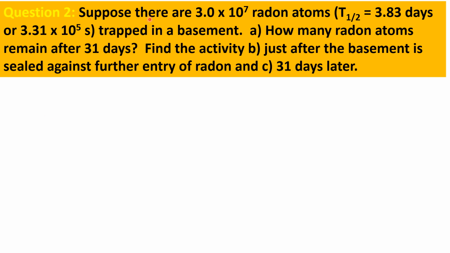Question number 2. Suppose there are 3.0 raised to the 7th power radon atoms whose half-life is equal to 3.83 days, or when changed to seconds, that is 3.31 raised to the 5th power seconds. Alright, so these radon atoms are trapped in the basement of a house. Question letter A, how many radon atoms remain after 31 days? For letter B, find the activity just after the basement is sealed against further entry of radon. And letter C, find the activity of radon 31 days later.